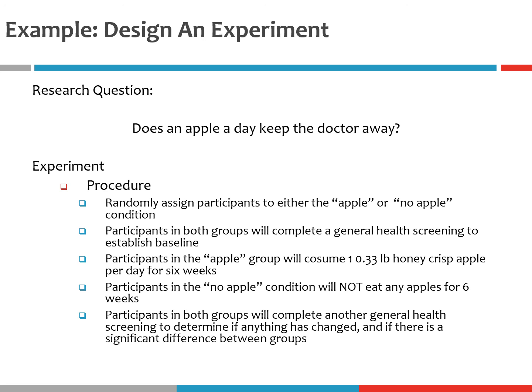If we were defining our dependent variable as the number of doctor's appointments, right, then we would compare the number of doctor's appointments due to illness between the apple group and the no apple group participants. And if we observed that there were significantly fewer doctor's appointments in the apple group as compared to the no apple group, that would generally support our hypothesis.